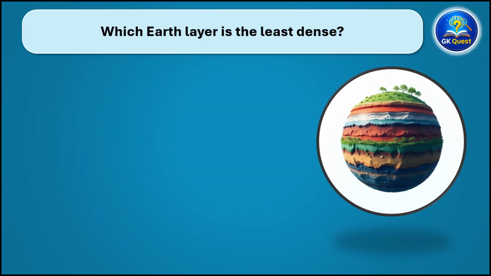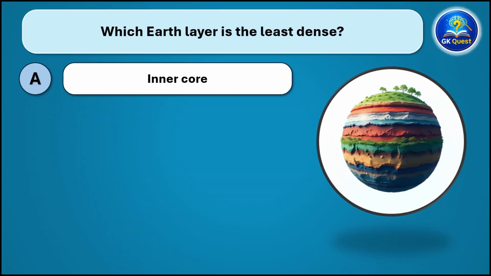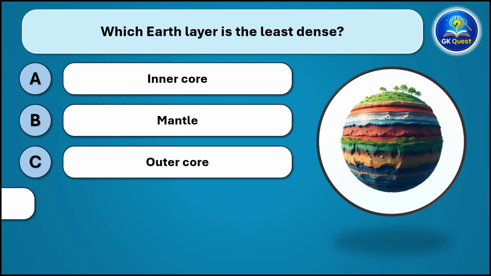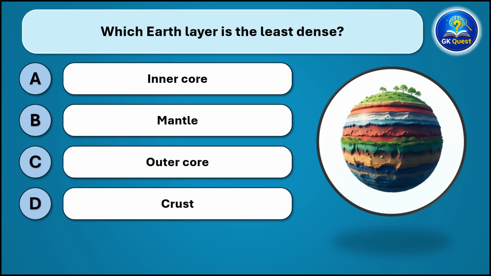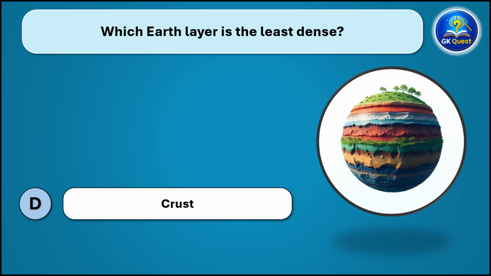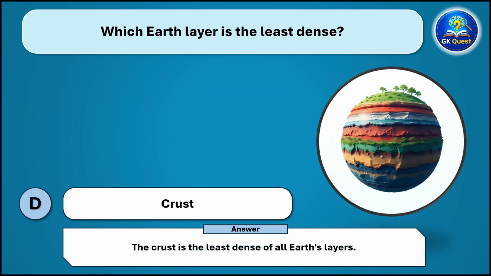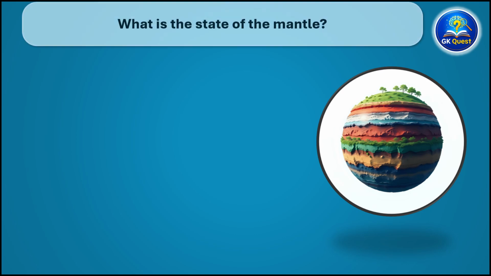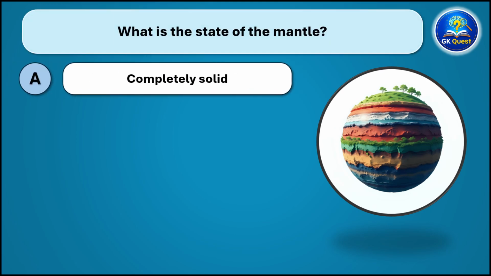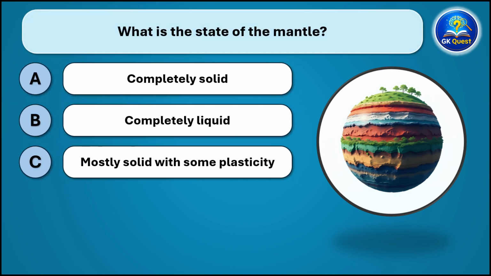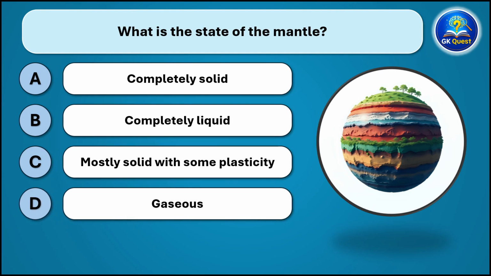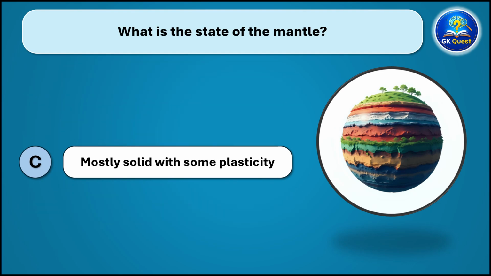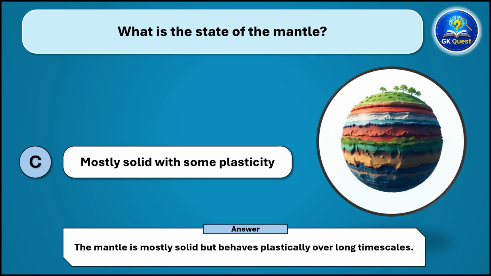Which Earth layer is the least dense? The crust is the least dense of all Earth's layers. What is the state of the mantle? The mantle is mostly solid but behaves plastically over long time scales.